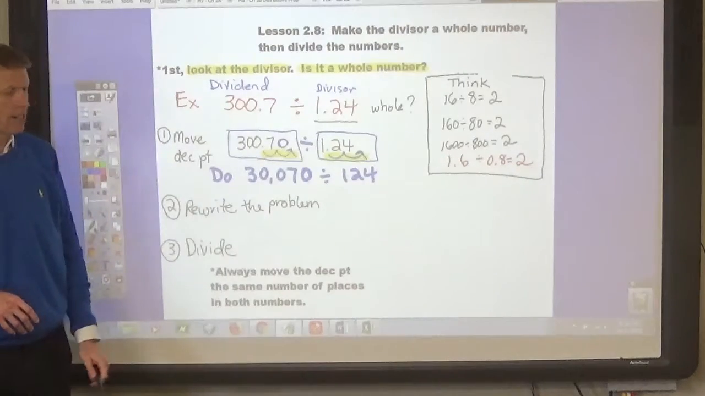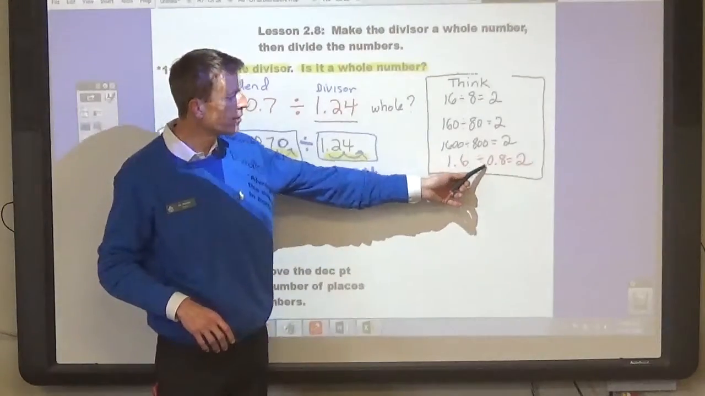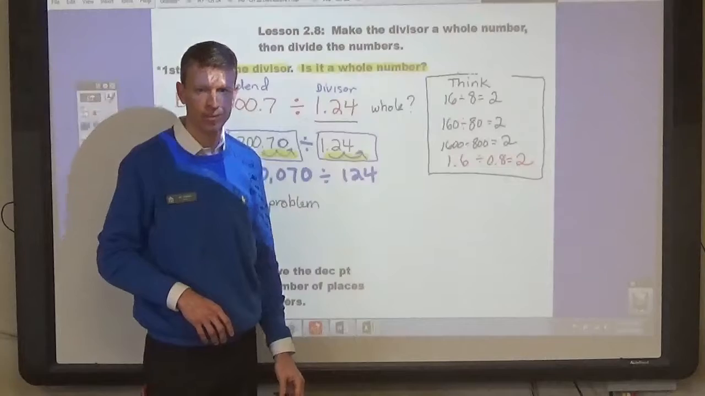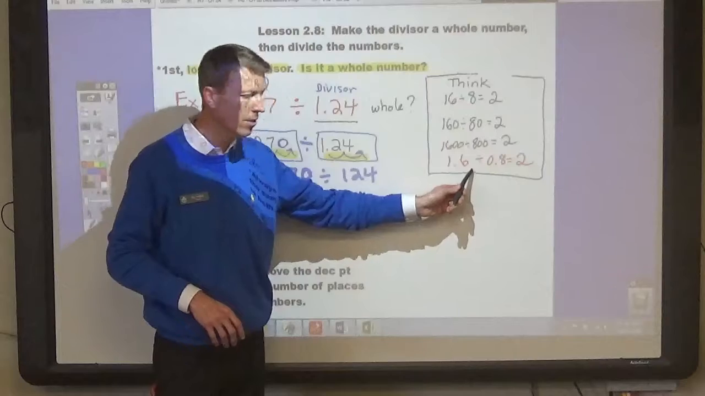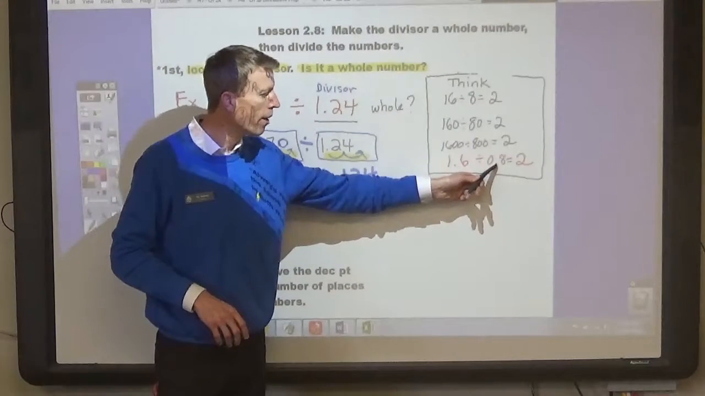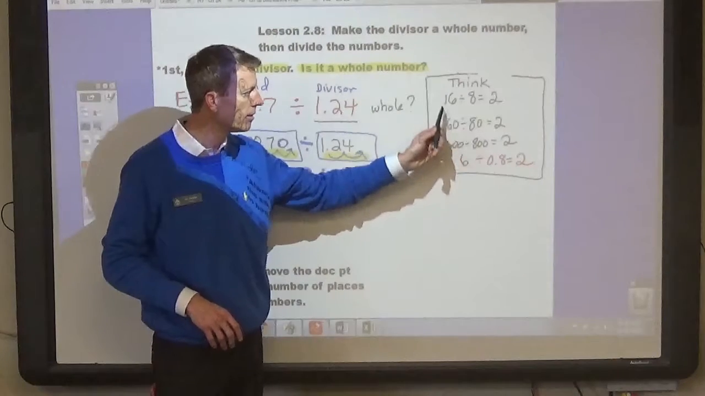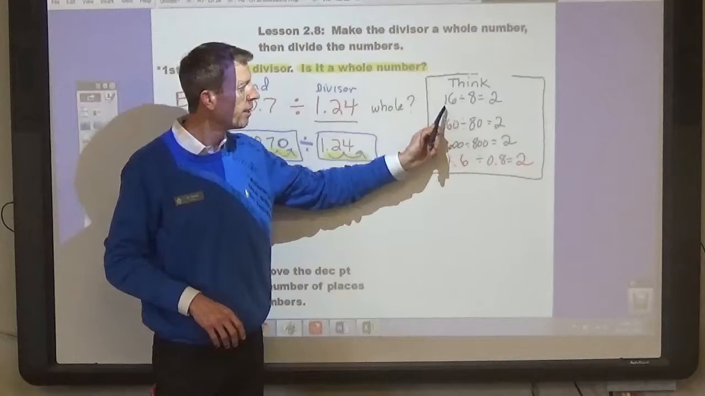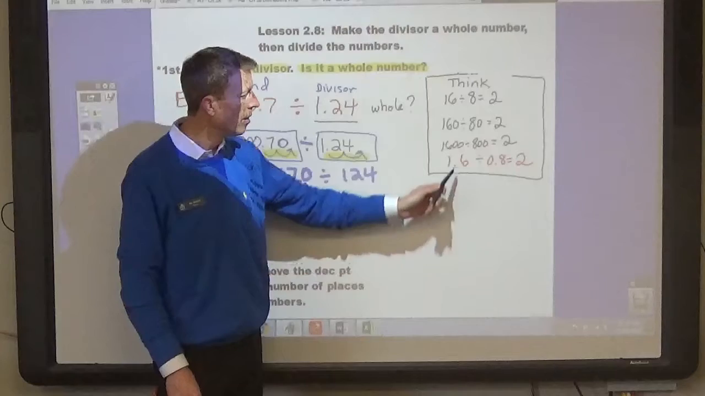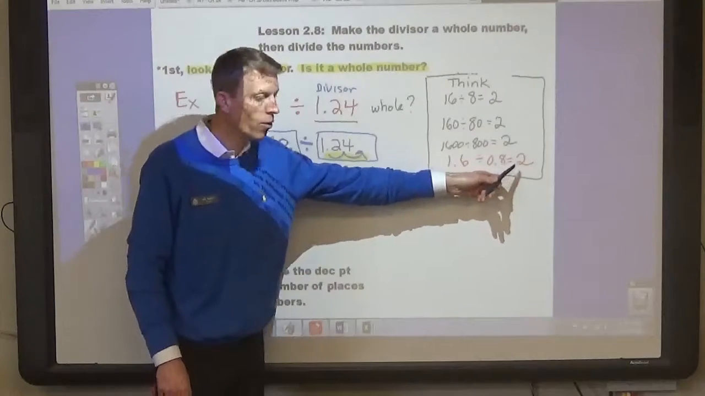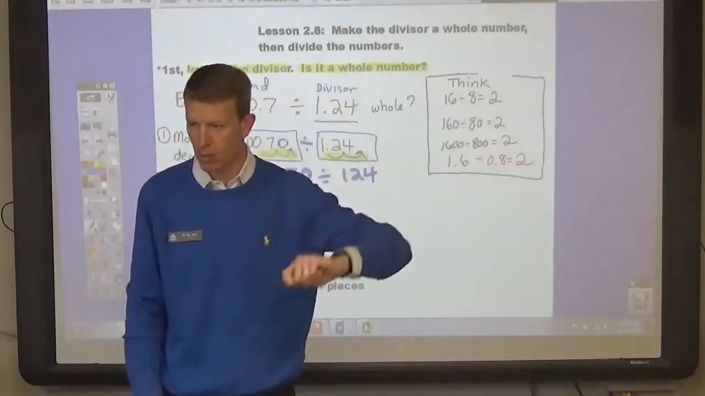And you end up with the same answer. Here's why. Let's say that we started with 1.6 divided by 0.8. Okay? If we moved 0.8 and just made it 8, and then we moved the 1.6 to make it 16, what is 16 divided by 8? 2. Yep. And guess what? 1.6 divided by 0.8 is also 2. So we're not changing the answer by moving the decimal point.